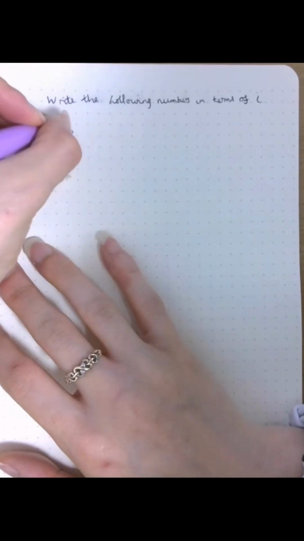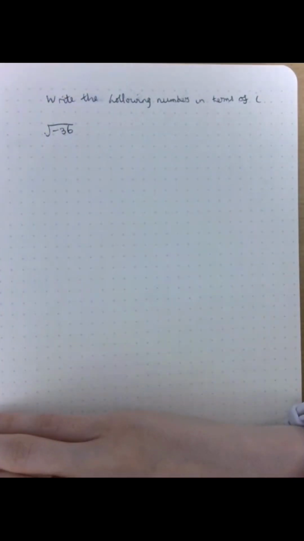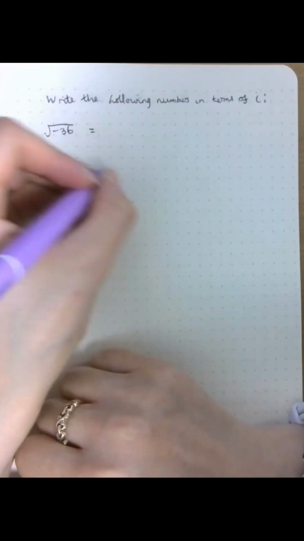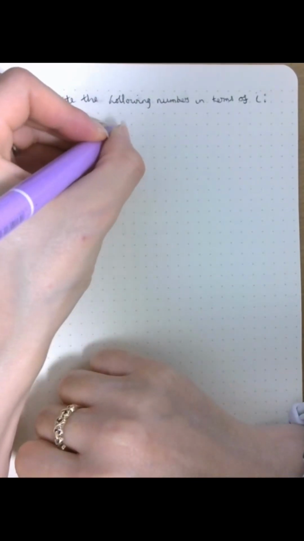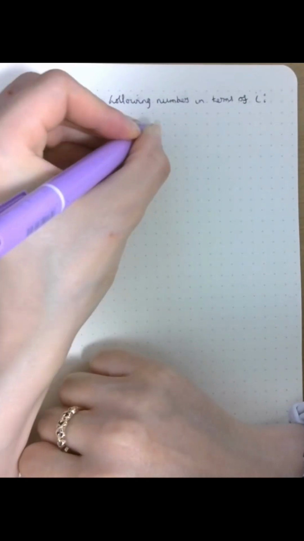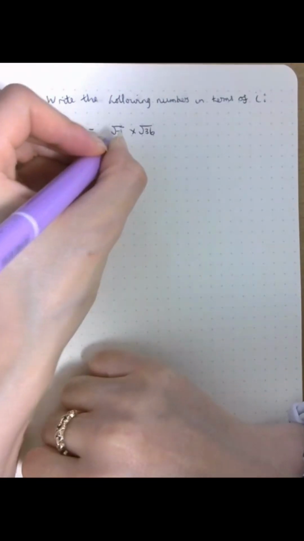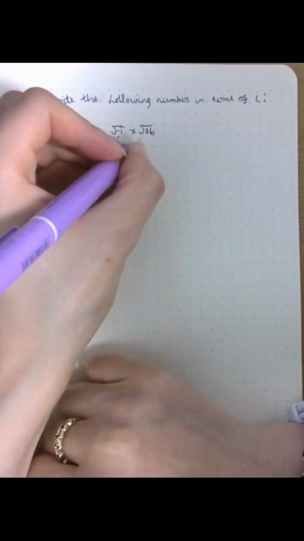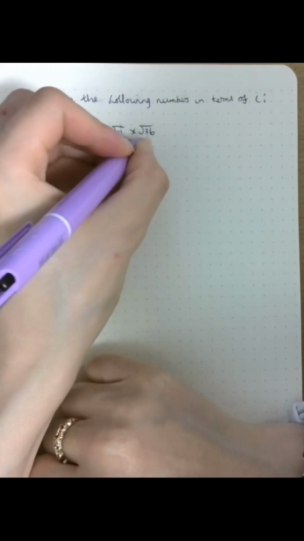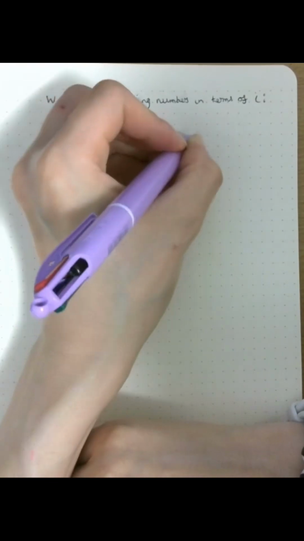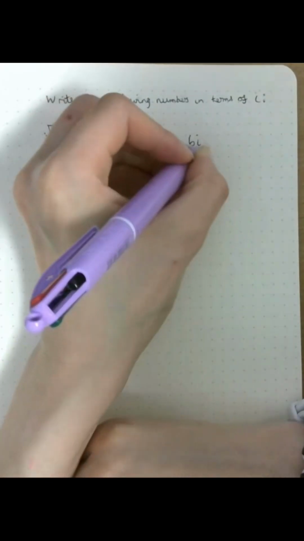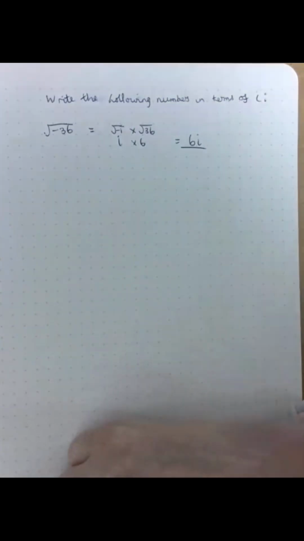So now let's have a go and practice writing the following numbers in terms of i. So let's have a look at the square root of -36. So let's think about, we can separate that into the square root of -1 multiplied by the square root of 36. The square root of -1 we can write as i, and root 36 would be 6. So that would just become 6i. And the i typically goes in front of our number.